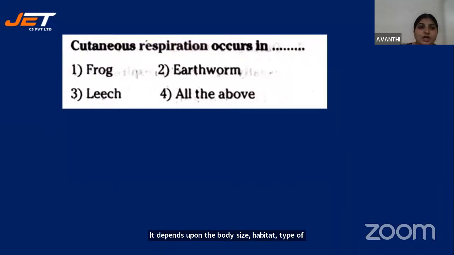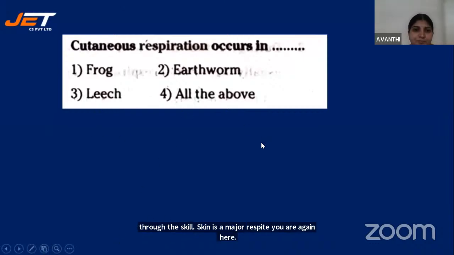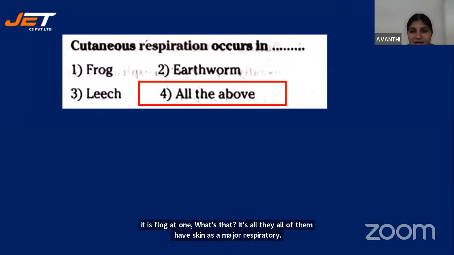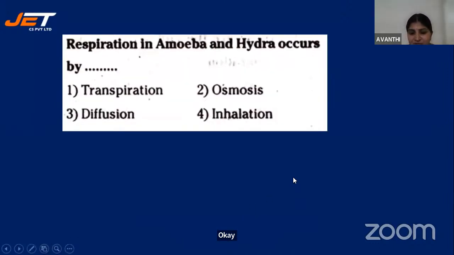Next, cutaneous respiration. I told you, cutaneous means respiration happening through the skin. Skin is a major respiratory organ here. So is it frog, earthworm, leech, all the above? What's the answer? Yes, all the above. All of them have skin as a major respiratory organ, or respiratory part. Okay, cutaneous respiration.